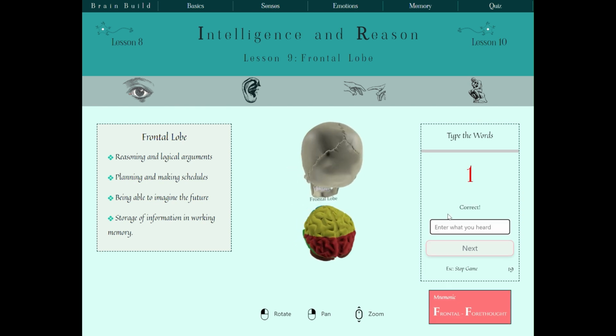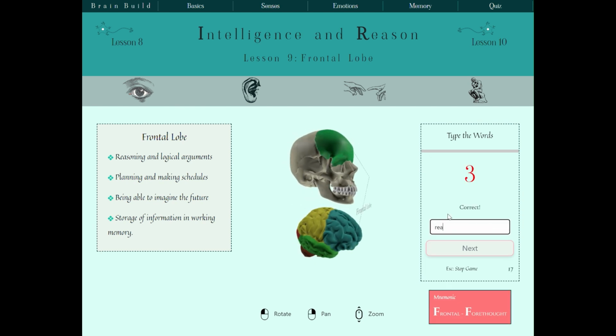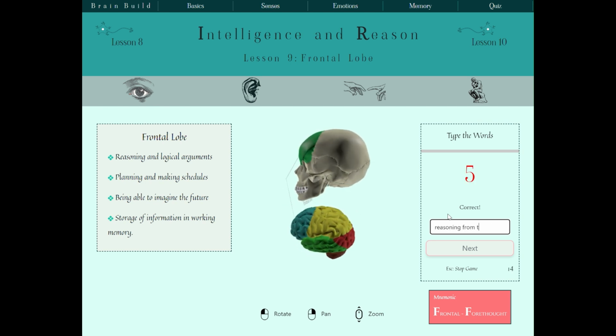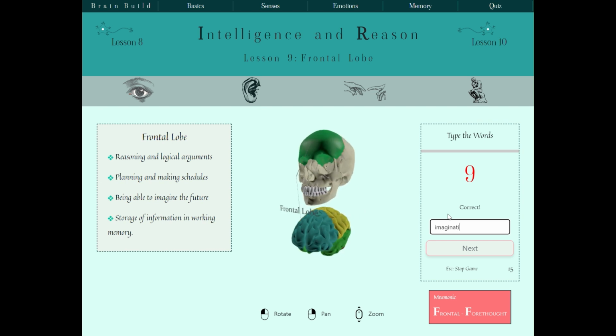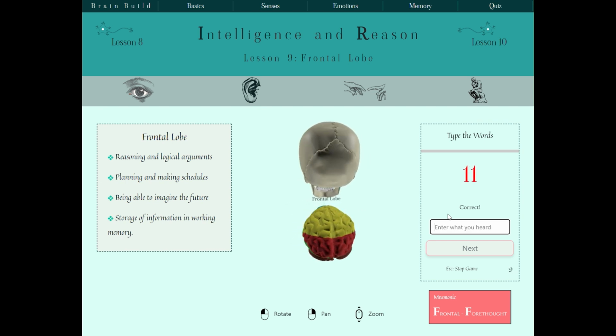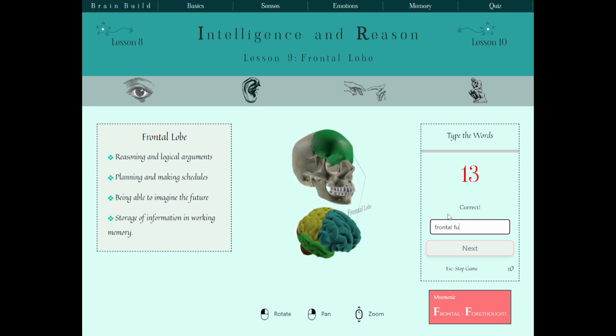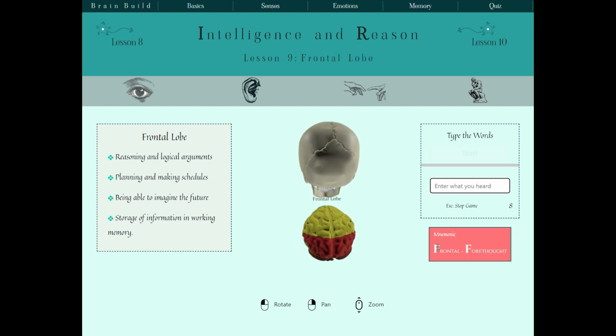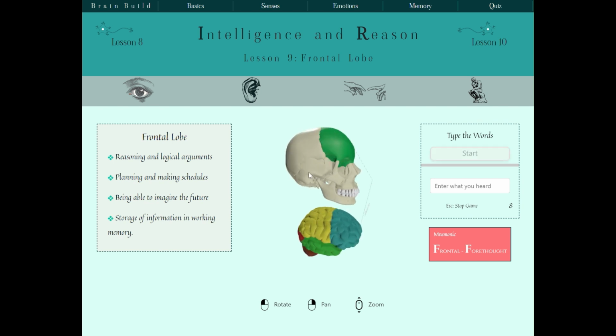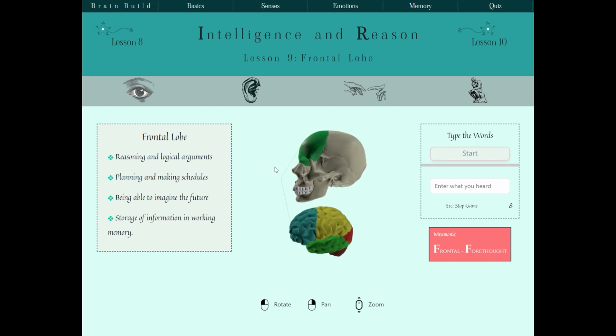Planning. Forethought. Intelligence. Reasoning from the front. Frontal future. Frontal argument. Frontal lobe. Imagination of future. Working memory. Rationality. Okay, that's enough of that. Mnemonic. Frontal forethought. Okay, so up front.